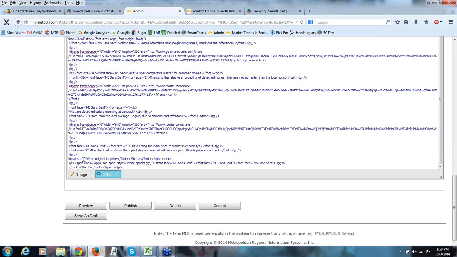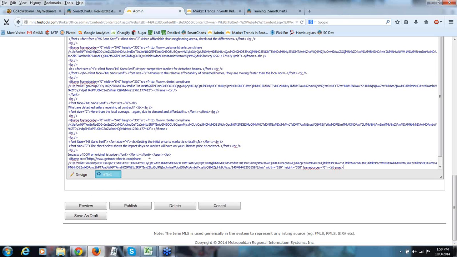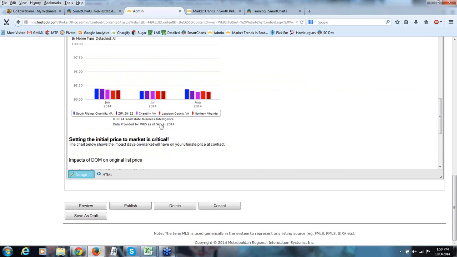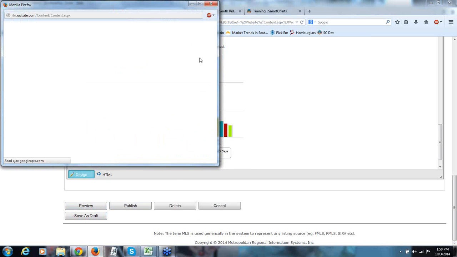I go and find, where did I put that? Impacts of DOM on original list price. Okay, it's right there. I can then paste that snippet that I'd copied from the charts, paste it right there, and then go back to my design view. And now I see my chart. This chart is going to auto-update. I can save it, say I'll save it as a draft, preview it, see what it looks like.